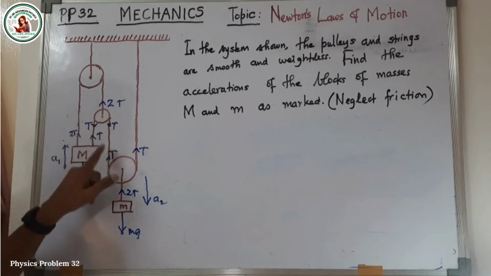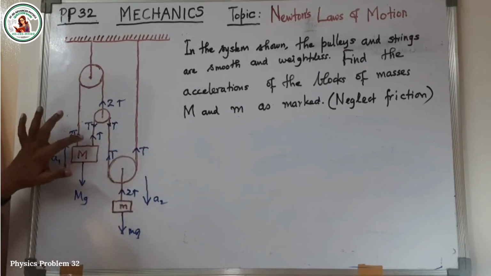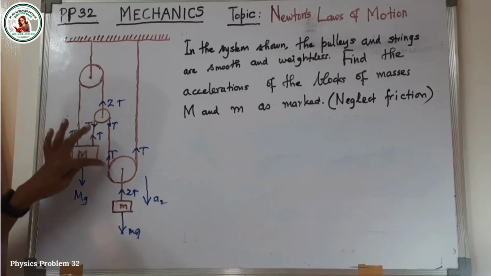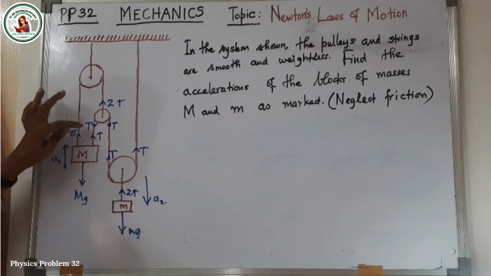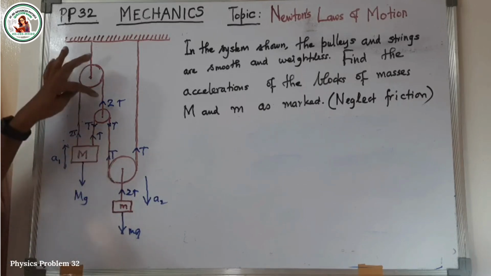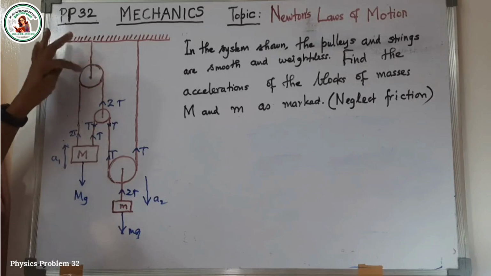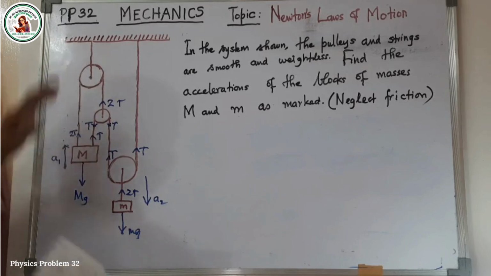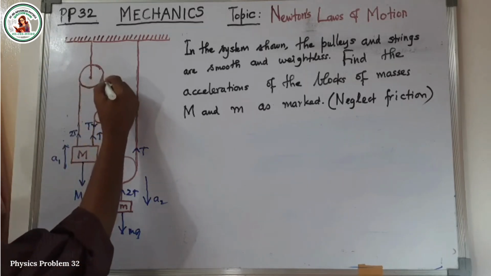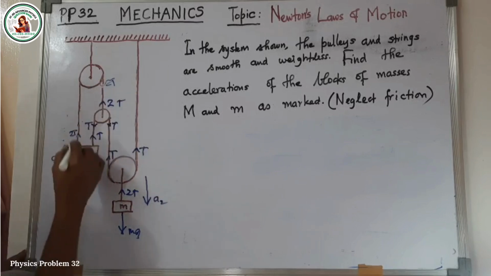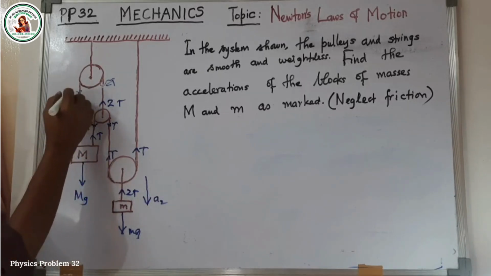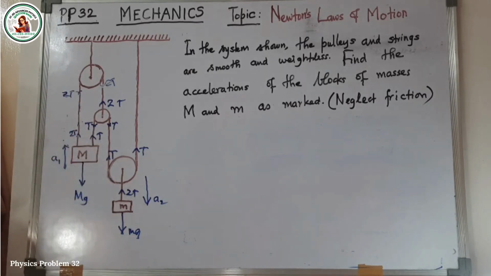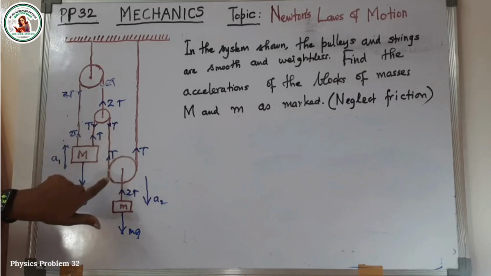Lower string, as tension T marked up here, on the pulley it will be down, up and down, T and T. So this T and T, to balance it, it should be 2T on the upper pulley, it will be 2T down here, then 2T up. But what is relevant to us is this 2T, twice of this T.